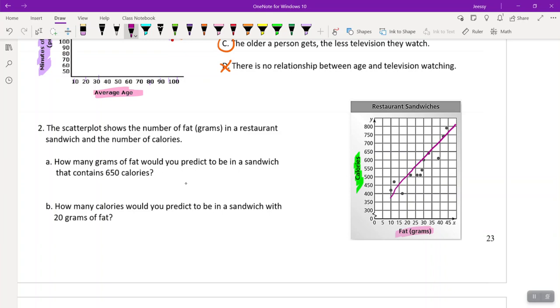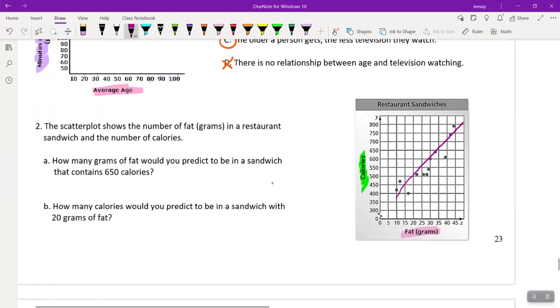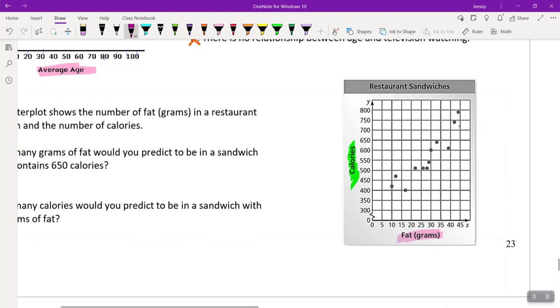How many grams of fat would you predict to be in a sandwich that contains 650 calories? So for this one, for predictions, we need a trend line. And so you need to draw a trend line. You see there's 3 points here. So maybe somewhere between them here. These points, you want to be closer to the points. You still want it to be a straight line. All right, so you want to evenly distribute them. You know, it might be a little bit up here. So something like that. So you want to make sure you're taking into account all the points.